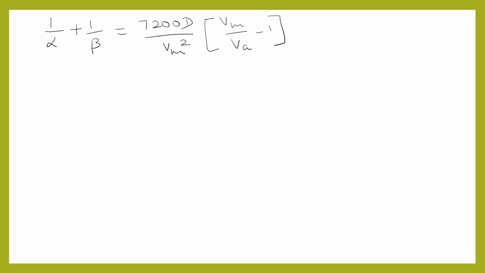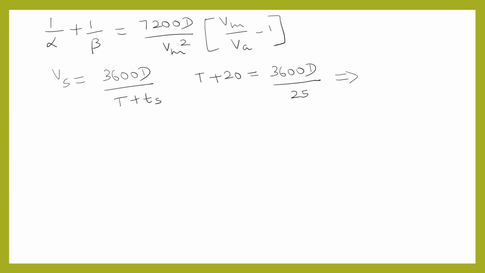So the value Vm by Va is known, but we have to find the term Vm, the maximum speed. So we have the scheduled speed given, that is 3600 d by t plus ts. So we get t plus 20 equal to 3600 d by 25, which gives us the value of t as 95.2 seconds.